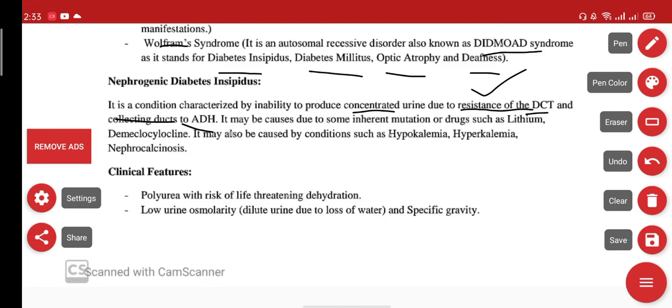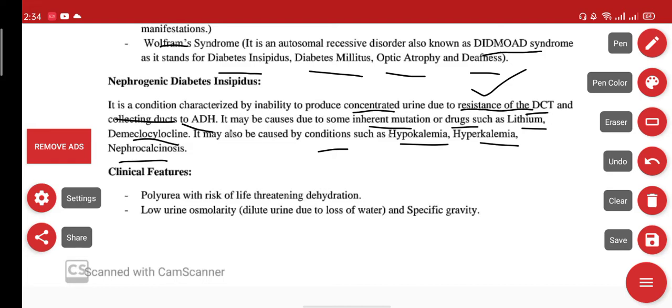It may be due to some inherent mutation or some drugs such as lithium and demeclocycline, or conditions such as hypokalemia, hypercalcemia, or nephrocalcinosis. These are the various conditions that affect the kidneys, and as a result the kidney is unable to respond to ADH, and nephrogenic diabetes insipidus occurs.